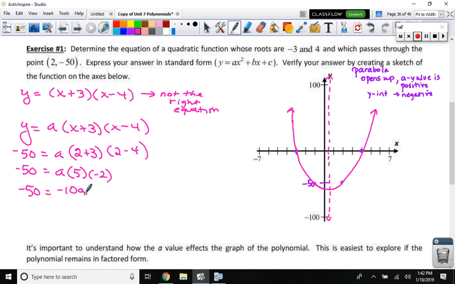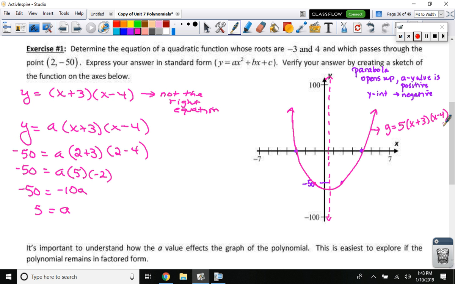It's actually a little bit easier in this format than to try to do it all out and then have to square it and all that. So then a is equal to 5. So then the equation to my graph over here should be y equals 5 times x plus 3 times x minus 4. So if you put that in your graphing calculator, do you get your -2, negative 50 as a point and get your zeros as points?